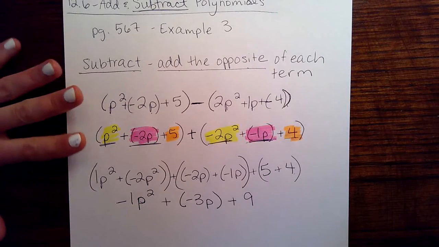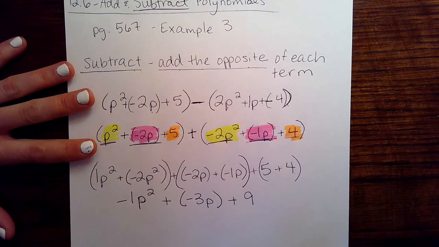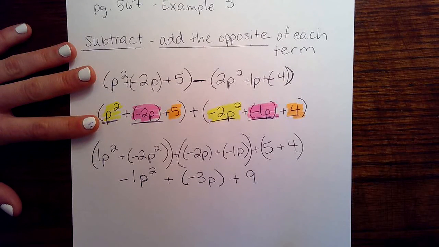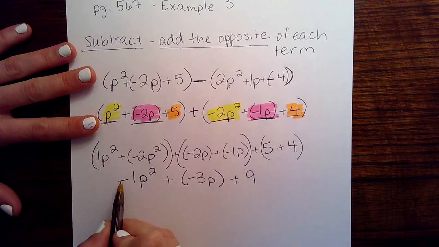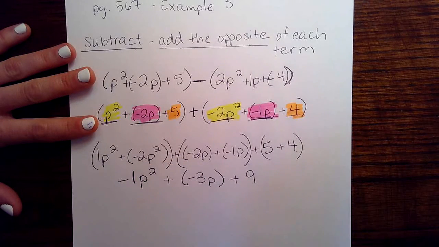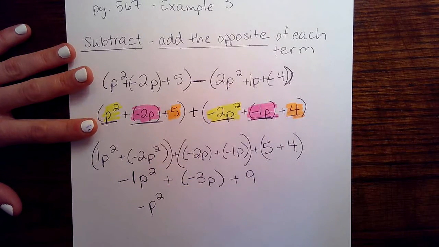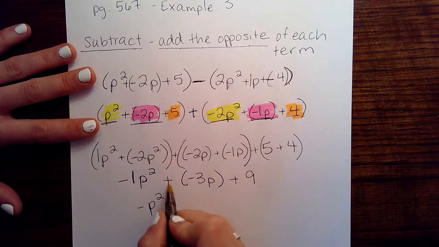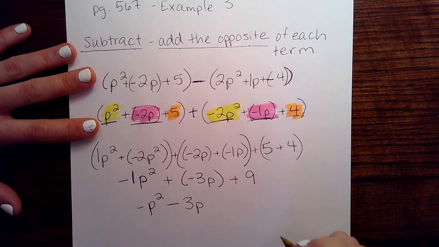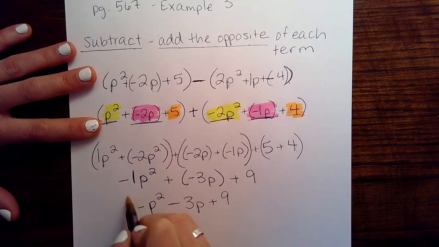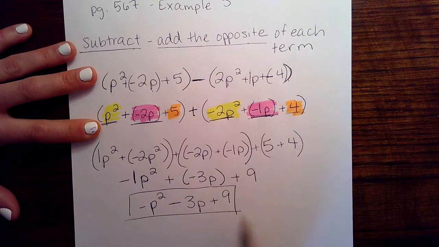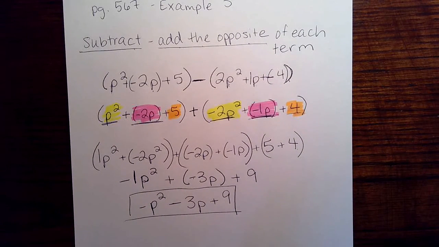And before I'm done, I want to see if there's any way I could simplify this answer. Well, I've combined all my like terms, but I do see that I have negative 1p squared. I know that's the same as negative p squared. I also see plus a negative, which is the same as just subtraction. So I can rewrite it. It doesn't change my answer, it just makes it a little bit cleaner.